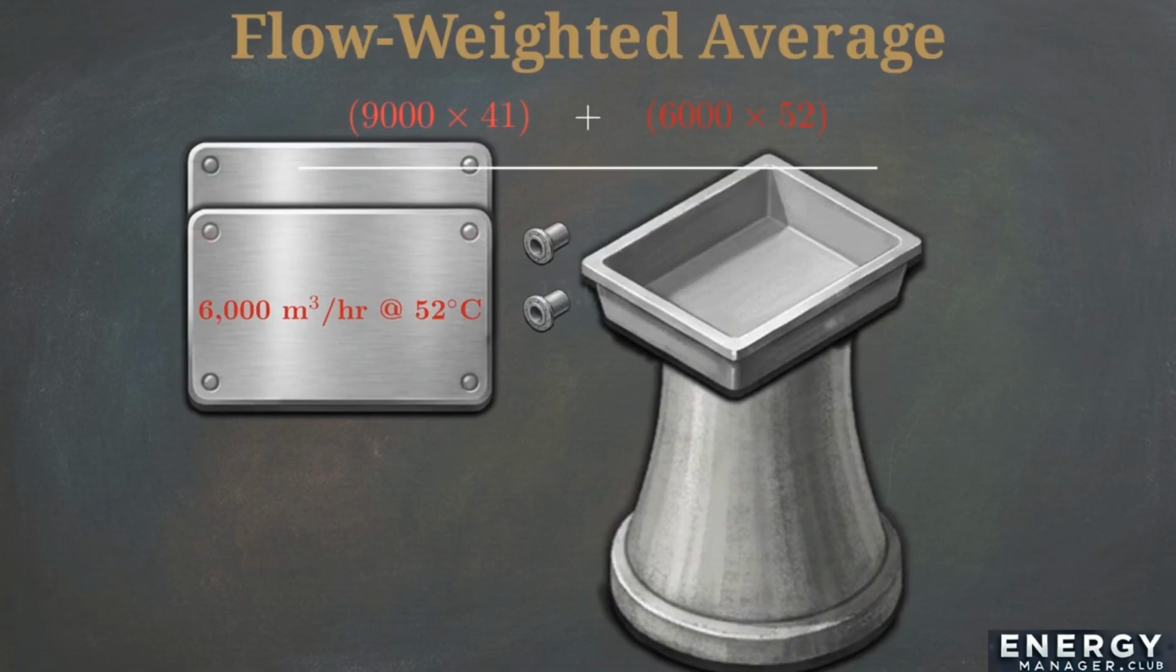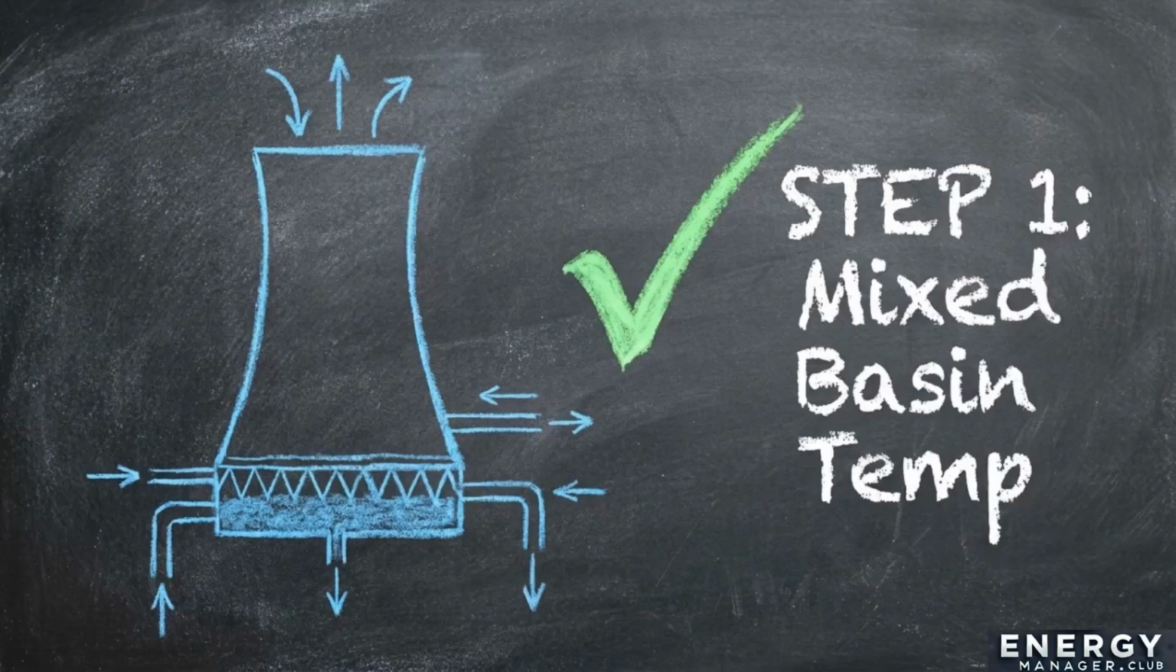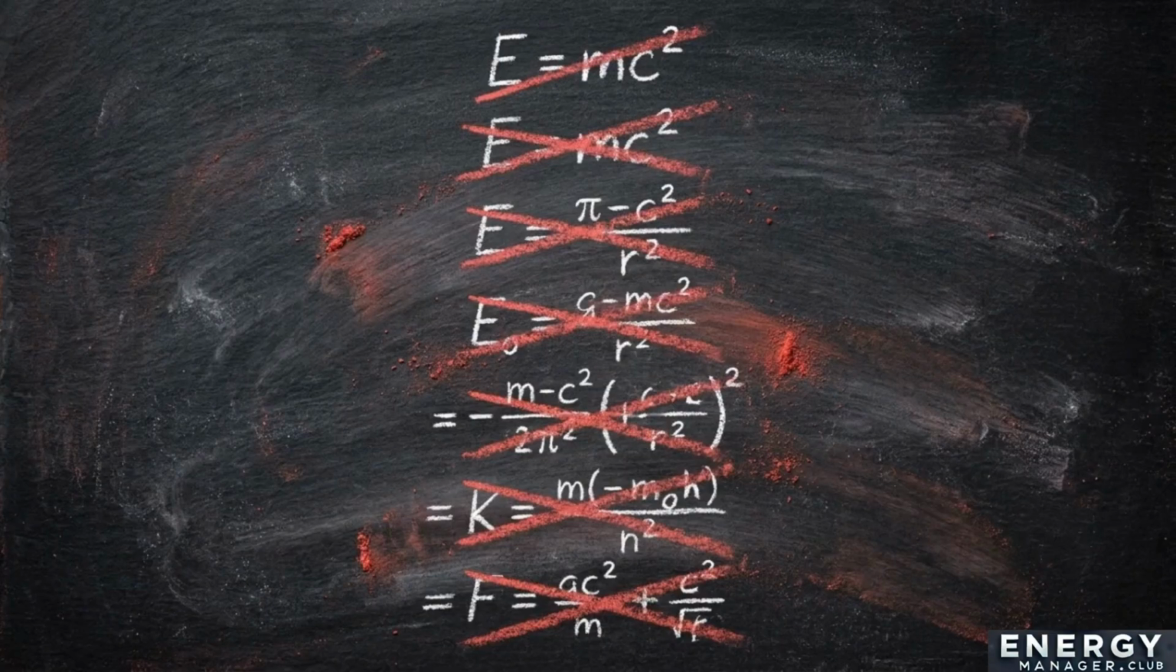We multiply each flow rate by its respective temperature, add those together, and divide by the total combined flow of 15,000 cubic meters per hour. That calculates a true mixed basin temperature of 45.4 degrees. Correctly calculating this initial mixed basin temperature is the mandatory first step. If you skip this flow-weighted average, every subsequent calculation in the problem will be wrong.